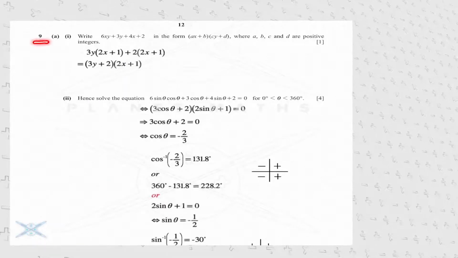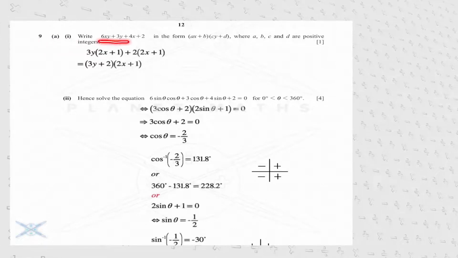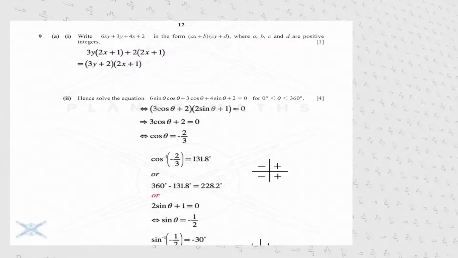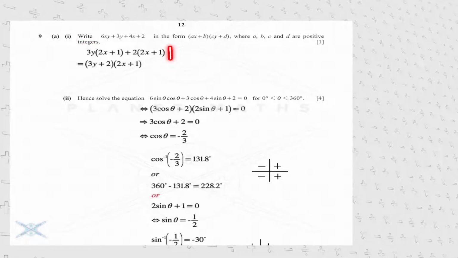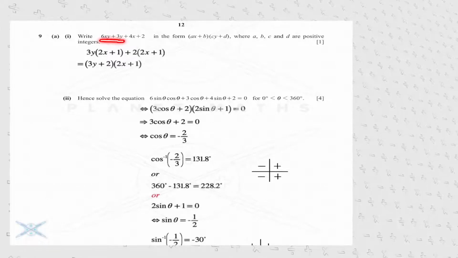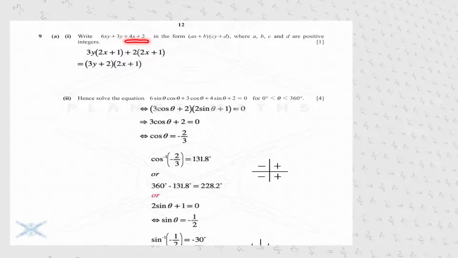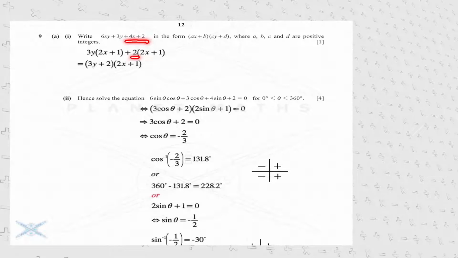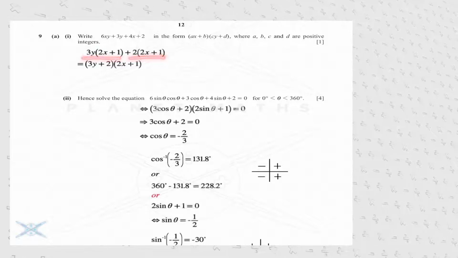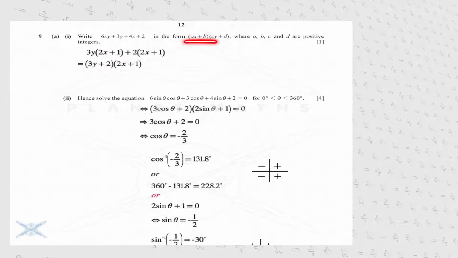Next on to exercise 9, where in the first part of part A of this exercise we are supposed to write the expression 6xy plus 3y plus 4x plus 2 in the following form, where a, b, c and d are positive integers. This can be achieved through factorizing. Looking at the summands 6xy plus 3y, we can see that both of those summands share a common factor, in this case being 3y, and the remaining two summands share a common factor as well, being 2. Here we can see that both of those summands share the same factor again, which in this case is the expression within the brackets, namely 2x plus 1. And after doing so, we receive an expression in the expected form.